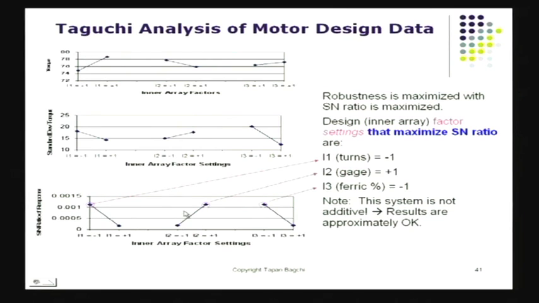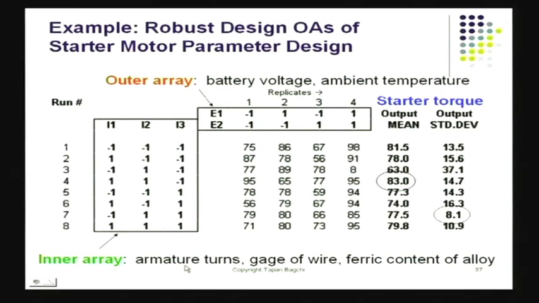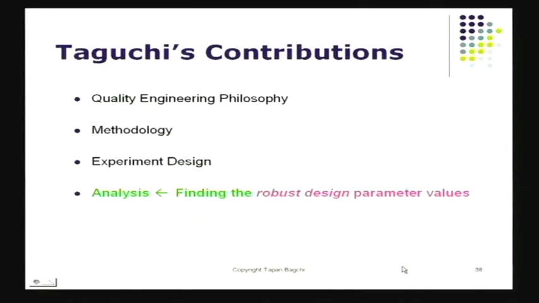Taguchi's idea was, if you maximize signal to noise ratio, you're getting maximum robustness. That's what he said. That was his suggestion. And of course, here we've got the main effect of these three different control variables, which you saw earlier. Let me just remind you what those variables are. They are armature turns, gauge of the wire, and ferric content of the core.